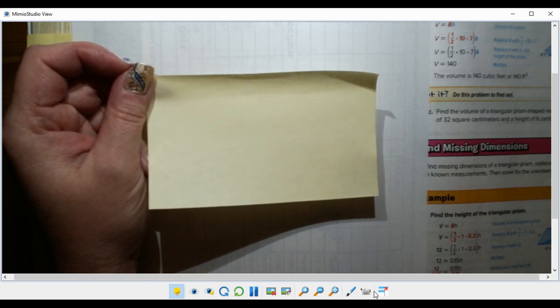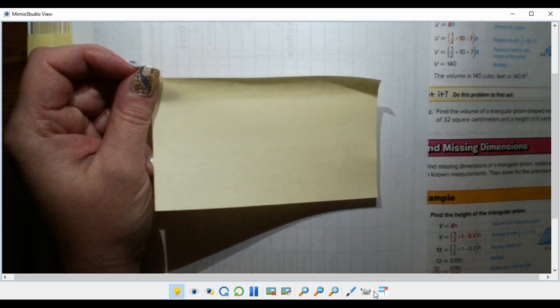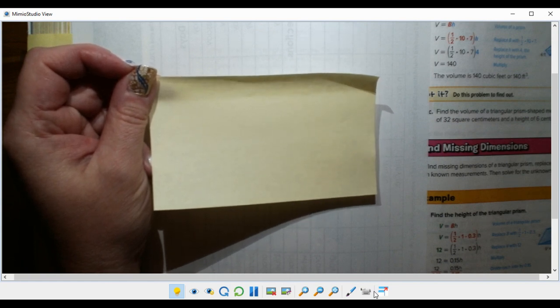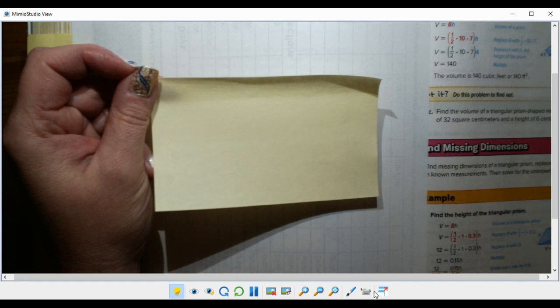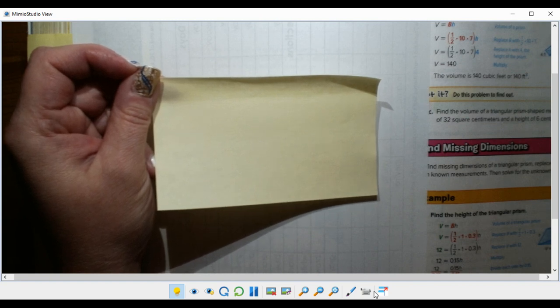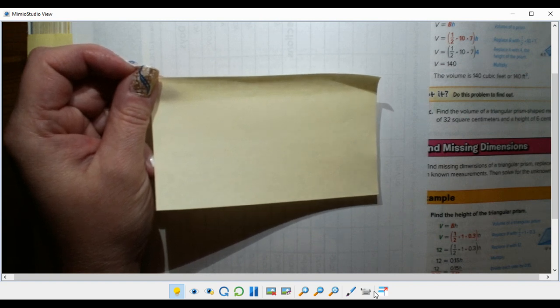So today we're going to continue our study of volume of prisms. Yesterday we talked about rectangular prisms, what you think of as a traditional box. Today we're going to move on to triangular prisms. Now, I want to take a step back for a second to when we did area.